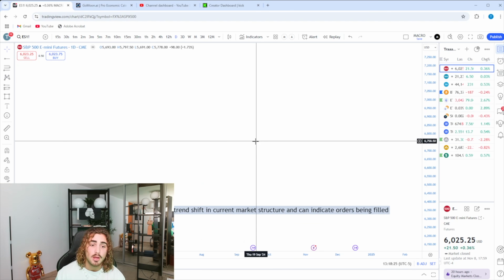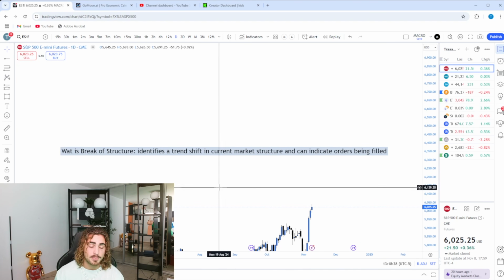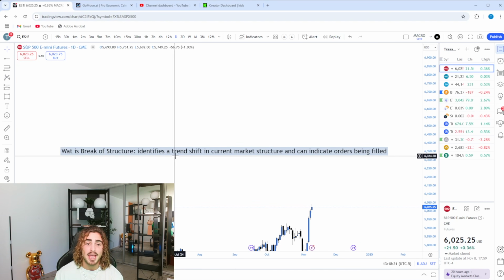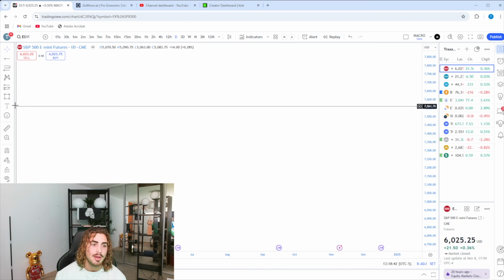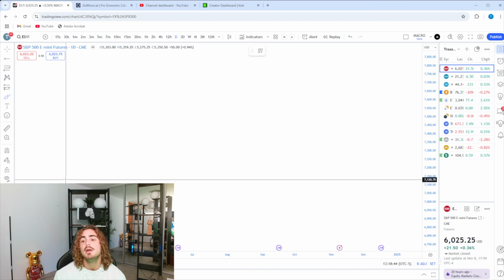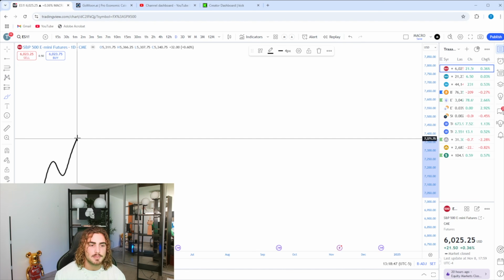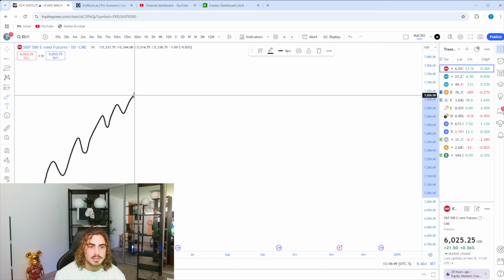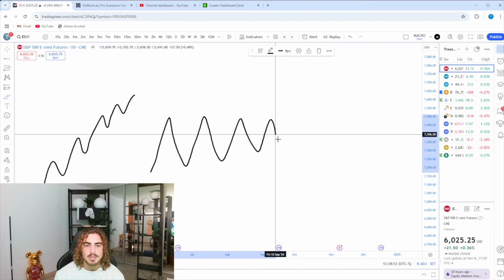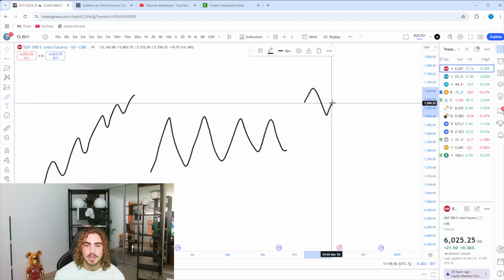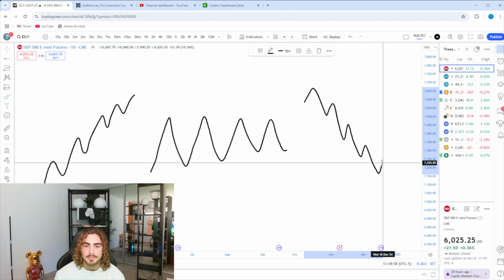To identify a trend shift in current market structure, we need to understand the 3 ways the market moves: in an uptrend, in a downtrend, and in consolidation. We're going to draw these out. This is super basic. The market moves up in an uptrend with higher highs and higher lows. This is like kindergarten of day trading. In consolidation, it's just moving sideways. And in a downtrend, it's moving in lower lows and lower highs.